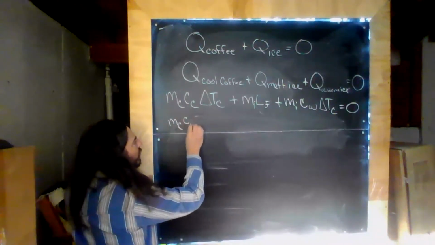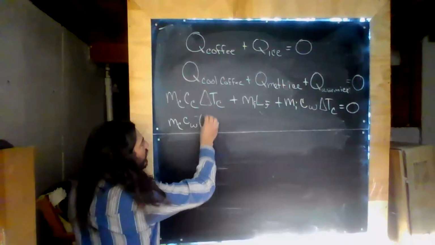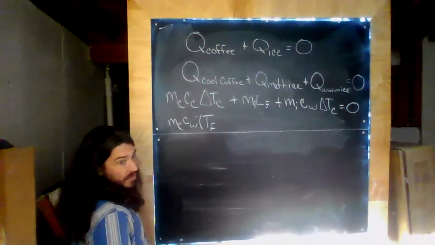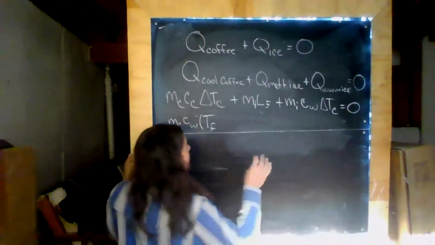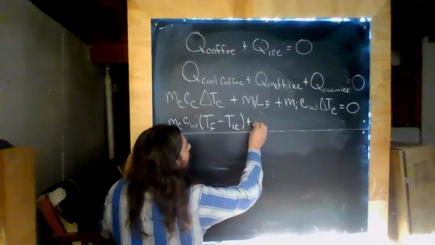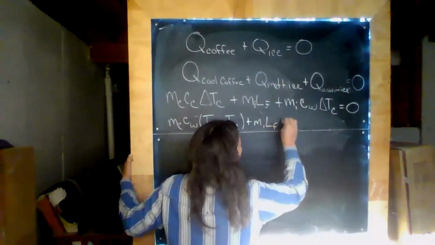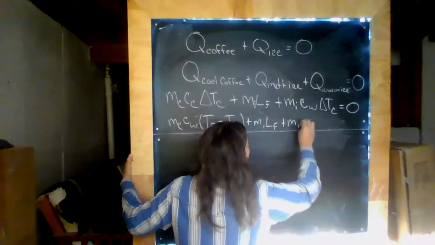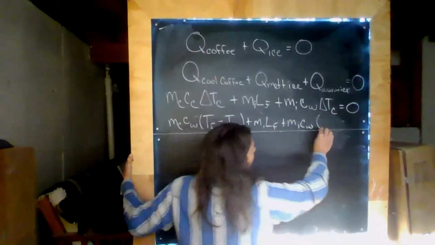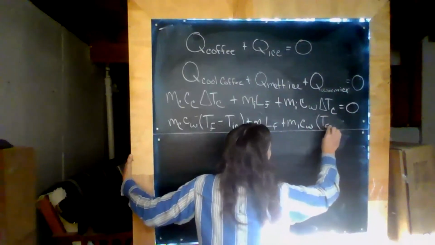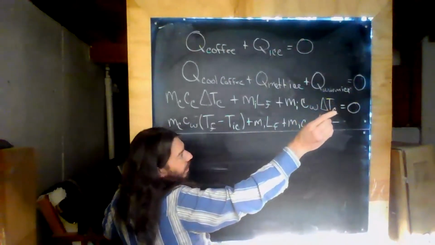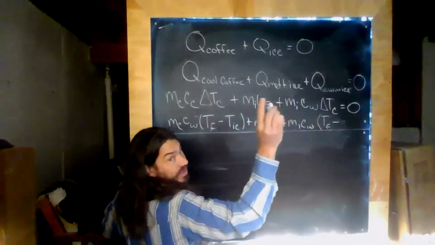We're going to assume that coffee and water are the same there. And so then this would be T final. I don't need to have T final coffee because everything's at the same final temperature. Minus T initial of the coffee, plus mass of the ice, LF, plus mass of the ice, C of the water, times, again, final minus initial, T final minus initial. What was the initial temperature of the ice once it's melted? 0.